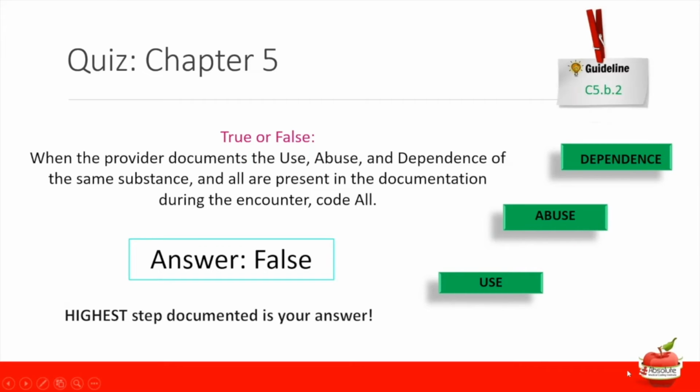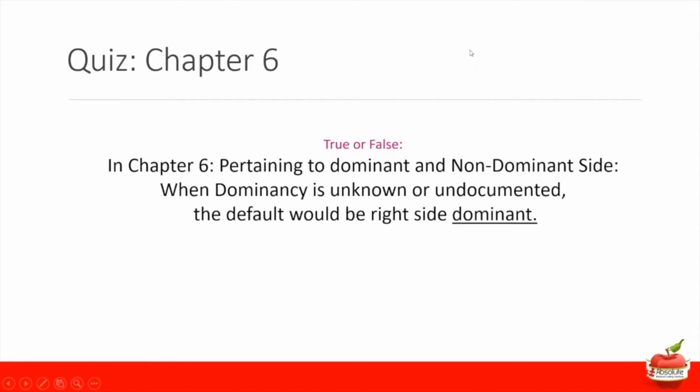Yes, the guideline referenced for this one is C5.B.2. So next, true or false statement. In chapter 6 pertaining to the dominant and non-dominant side, when dominancy is unknown or undocumented, the default would be right side dominant. Is this statement true or false?